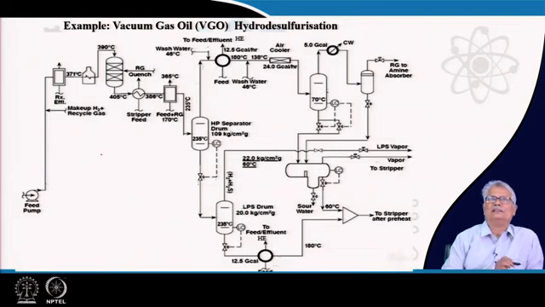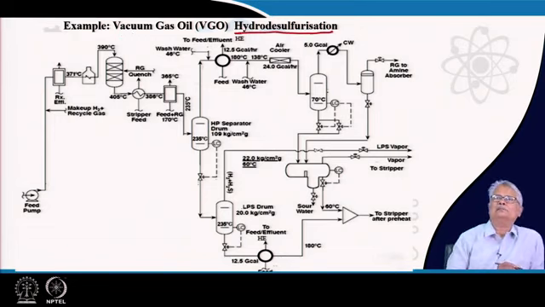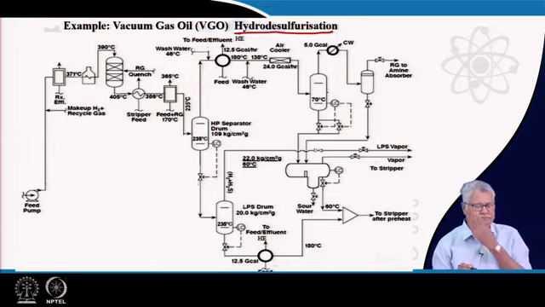I have a plant example here. It is a plant which is of hydrodesulfurization. Hydrodesulfurization means using hydrogen, you are removing the sulfur which is present in the hydrocarbon, which is the vacuum gas oil here. Typically, the vacuum gas oil will be having around 1% by weight of sulfur, and it has to be brought down to an acceptable level so that it can be used as a component of diesel. Let us look at the plant.